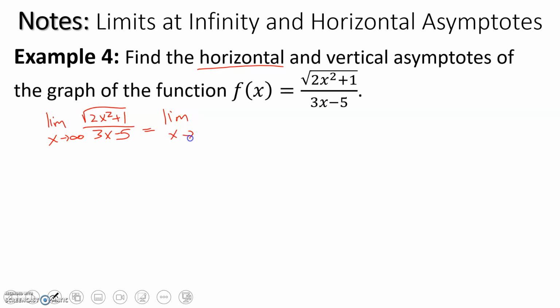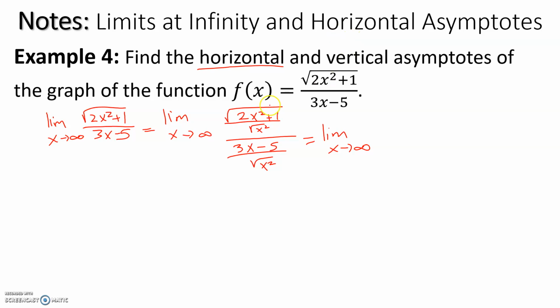Okay, so we're going to rewrite it. The limit as x approaches infinity, and I'm going to show this a longer way, just so we can make sense of it. We're going to have the square root of 2x squared plus 1 over the square root of x squared, all over 3x minus 5 over the square root of x squared. That's mathematically acceptable because we're doing the same thing to both the numerator and the denominator.